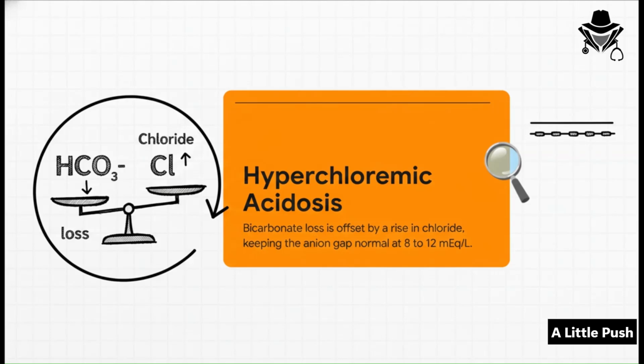Now, the absolute key here is the math. The gap itself literally doesn't change. Why? Well, it's pretty elegant, actually. The drop in bicarbonate is perfectly offset by a rise in chloride. So your calculated anion gap stays right there in that normal, happy 8 to 12 milliequivalents per liter range.